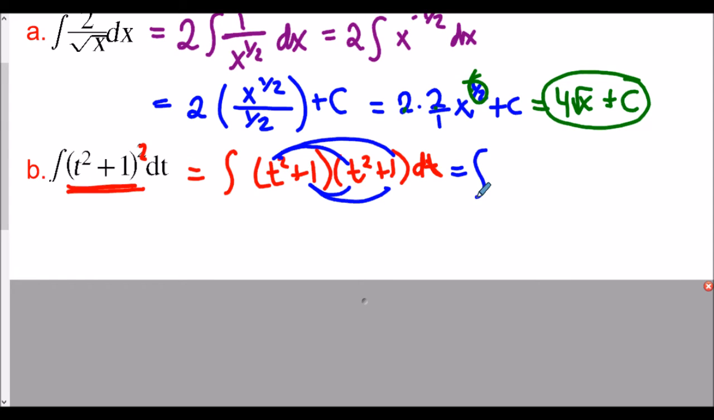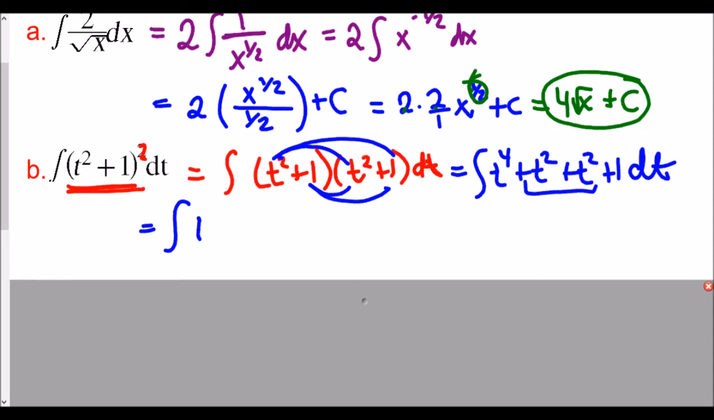T squared times t squared is t to the 4th. T squared times 1, we'll have just t squared. 1 times t squared, we have another t squared. 1 times 1 is 1. We're using dt's, so we have dt at the end. And then finally, we can combine those like terms in the middle. So really what we're integrating is t to the 4th plus 2t squared plus 1 dt.